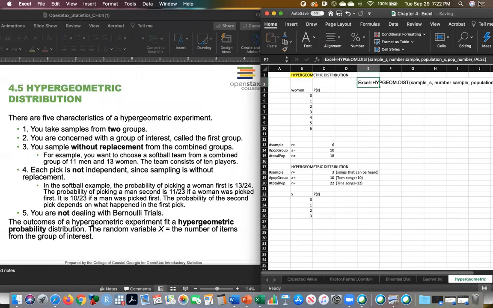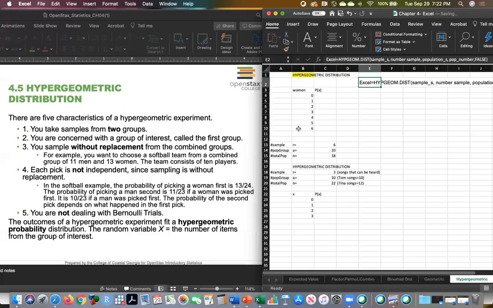So let me give you a little bit of background on this. There are 5 characteristics of the hypergeometric experiment. You take samples from 2 different groups. For example, you have men and women, and you want to form a team. Hold on, I will go through this exercise because all the data is here.